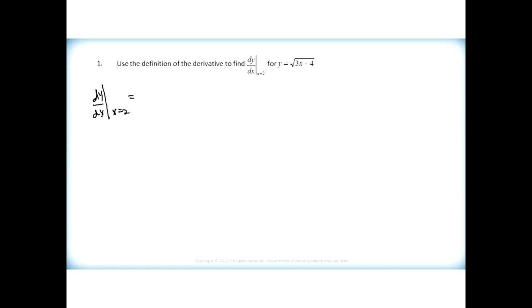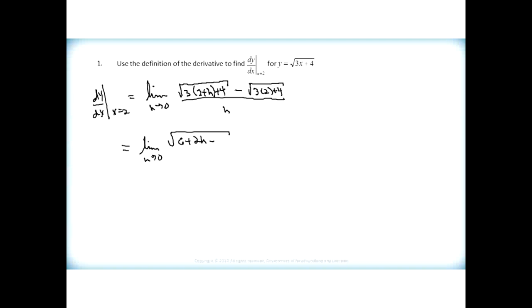So we're going to say the limit as h approaches 0 of f of x plus h. So in this case, that's going to be the square root of 3 times 2 plus h, minus our f of 2, which in this case is going to be the square root of 3 times 2 plus 4. And that's all over h. So a quick simplification in my numerator, I have the limit as h approaches 0 of the square root of 6 plus 2h plus 4 minus the square root of 6 and 4 are 10. And that's all over h.